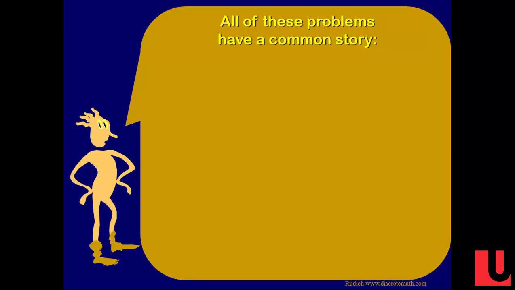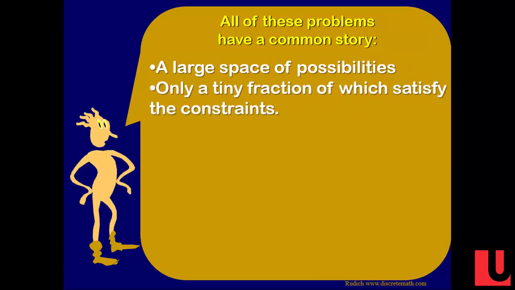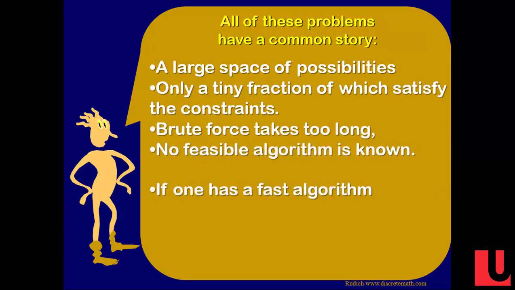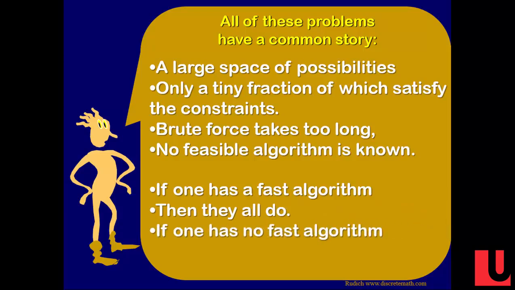All of these problems have a common story. Large space of possibilities, tiny fraction of these possibilities satisfy the constraints, brute force takes too long, no feasible algorithm is known. If one had a fast algorithm for one, then they have a fast algorithm for all of them. If one doesn't have a fast algorithm, then none of them do. Does that make sense?